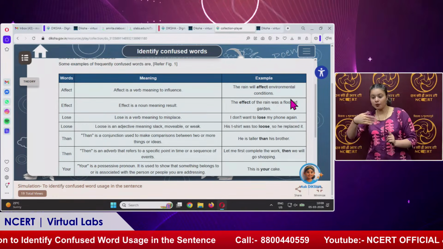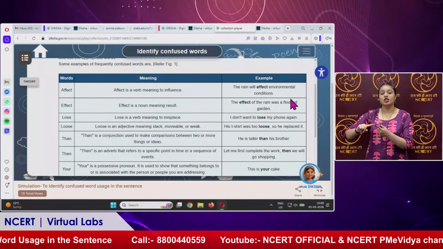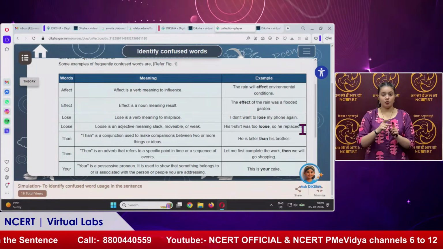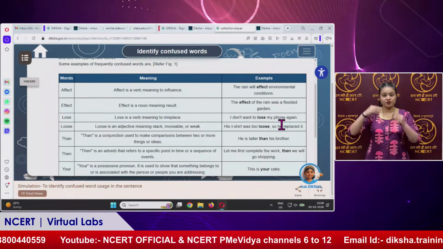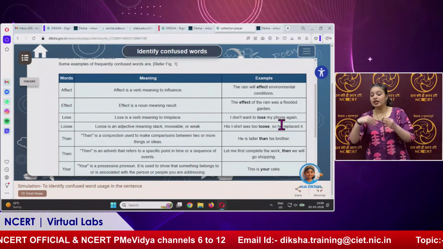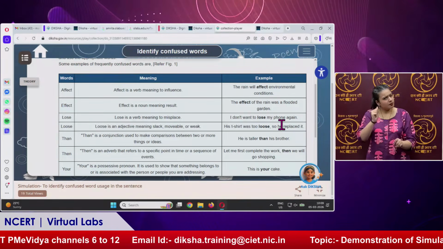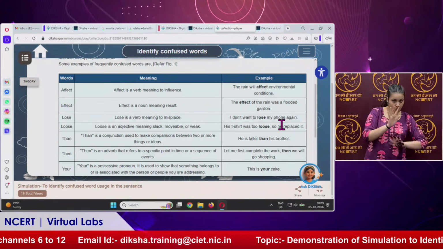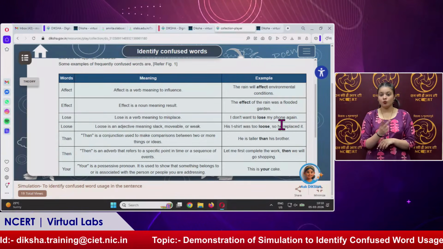And effect is what happens after you are affected. The effect, or consequence. Yes, the effect of war was disastrous. So here the examples that are given are: the rain will affect environmental conditions, and for effect, the effect of the rain was a flooded garden. So it's very simple to remember. Affect is verb, effect is noun, and they denote the same thing, the consequences. Right.